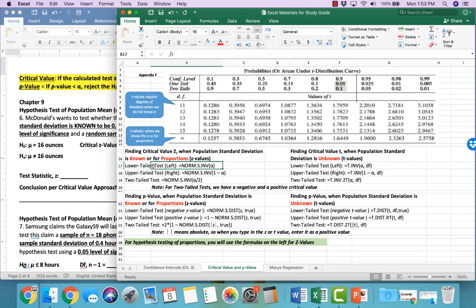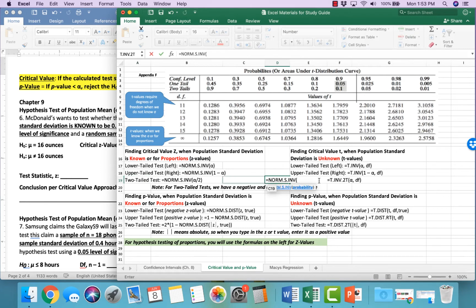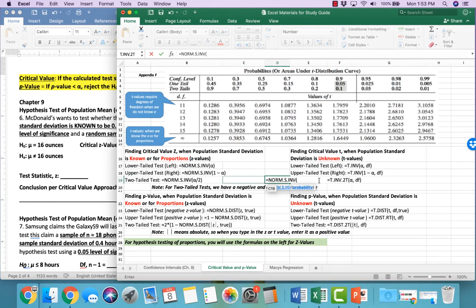And since we're doing a two-tailed test, I'm going to make sure to find the two-tail formula right here on the left. So typing in equals NORM.S.INV parentheses, I'm going to enter in our alpha of 0.1 and then I'll divide it by 2 because it's a two-tailed test, so I have to split it in half. Closing parentheses, I'll hit enter, and Excel gives me negative 1.6449. And I have a note here to remind you that for two-tailed tests, we have a negative and a positive critical value because you have two chances of getting rejected in a two-tailed test.